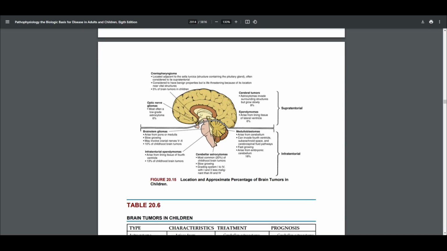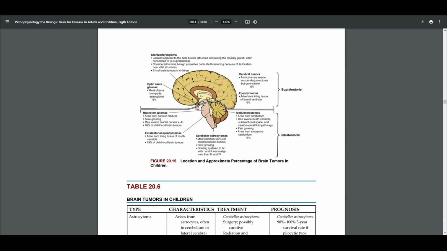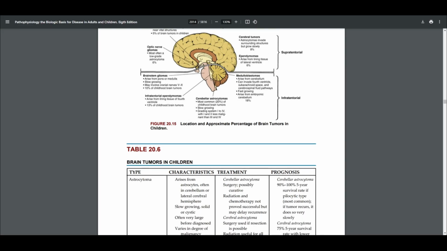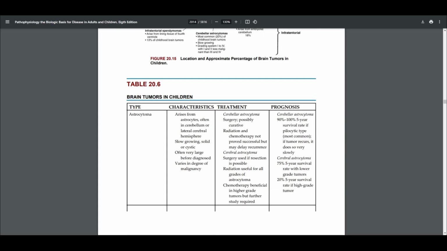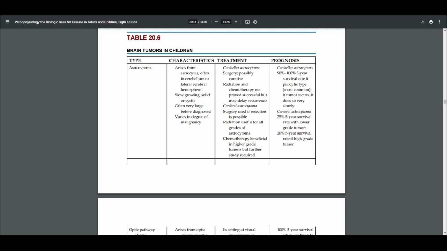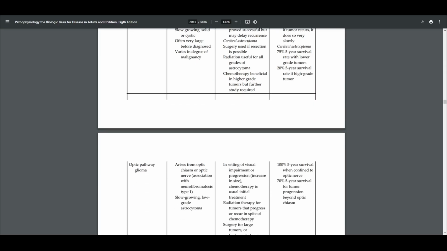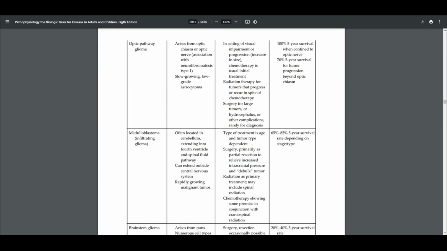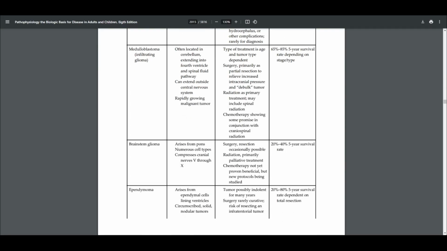So here you see the location and approximate percentage of brain tumors. Again, pause, take a look so you can see where they're at. And this following table shows the brain tumors in children: the type, characteristics, the treatment, and the overall prognosis. Again, hit pause as needed. Try to keep as much of it all in one spot so you don't have to pause a couple times.